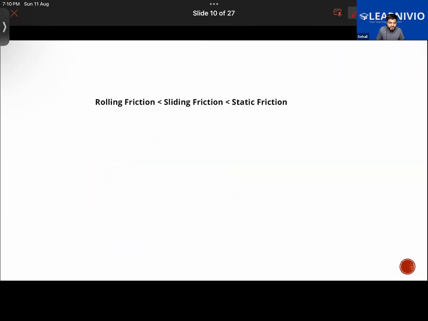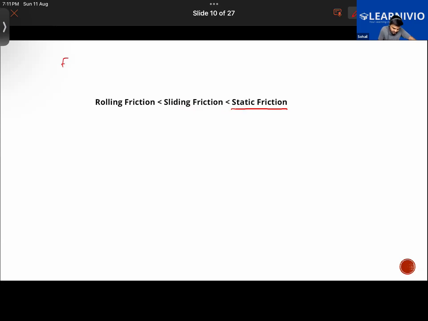Okay, now talking about the magnitude of different frictions in the increasing order. As we learned, in the case of static friction, the object does not move at all, so static friction has the maximum magnitude. Then after this, sliding friction and rolling friction. So in the increasing order of their magnitude, the friction with least magnitude is rolling friction. After this, sliding friction and then static friction.